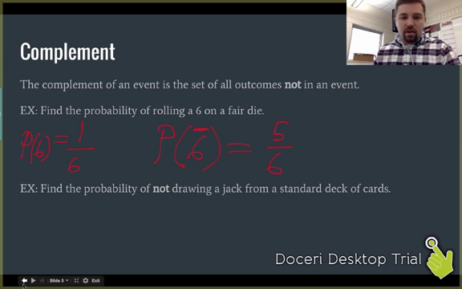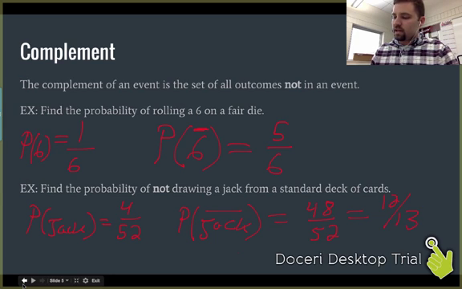Let's look at the probability of not drawing a jack from a standard deck of cards. Well, how many jacks are there? If we look at the probability of drawing a jack, we get 4 out of 52. Okay, cool. Well, we want the probability of not doing that. All right, the probability of not drawing a jack, well, there are 48 cards that are not jacks, 48 ways to draw a not jack. Okay, and so that's your probability. And that simplifies, I think, to 12 out of 13. Okay, that's what complement means.